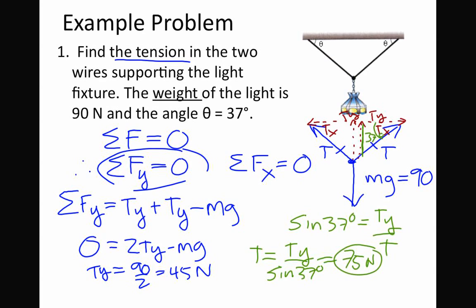If we had looked in the x direction, we would have seen that we have these two sideways forces, Tx and Tx going the other way, and they would have to cancel out. But that wouldn't actually get us to an answer, because that doesn't tell us the magnitude. So you have to pick the y or the x, solve it from there, and then you'll get to the answer.